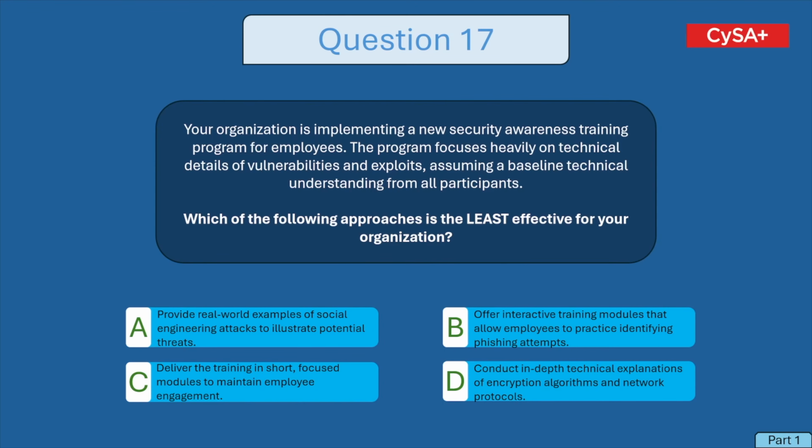A. Provide real-world examples of social engineering attacks to illustrate potential threats. B. Offer interactive training modules that allow employees to practice identifying phishing attempts. C. Deliver the training in short focus modules to maintain employee engagement. D. Conduct in-depth technical explanations of encryption, algorithms, and network protocols.